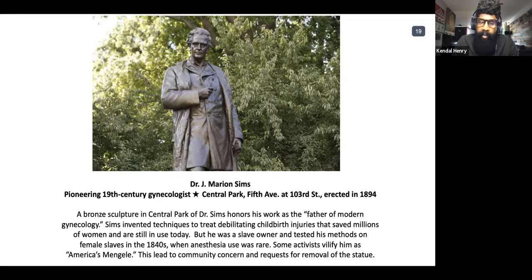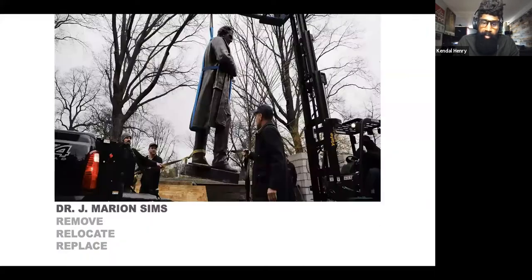But it felt it was not appropriate to have this individual in a community that is surrounded by people of color to be memorialized in such a way in that space, in any space, but particularly in that space. So it was decided to remove, relocate, and replace. And this is an image. I'm going to go more in depth with this one. What was interesting was J. Marion Sims is buried in Greenwood Cemetery in Brooklyn. So the idea was to remove the piece from its current location, to relocate it in the cemetery where he's buried, and to replace it with another artwork.